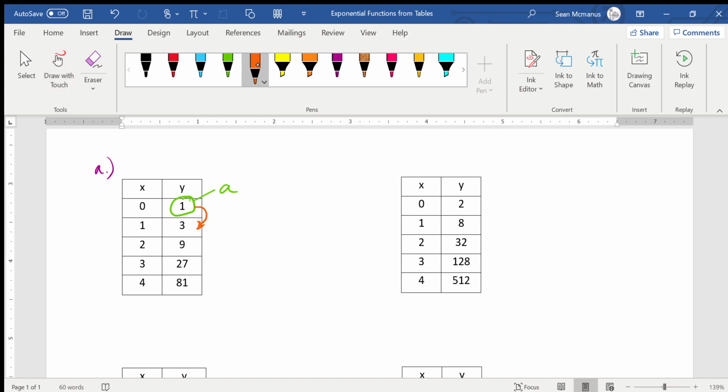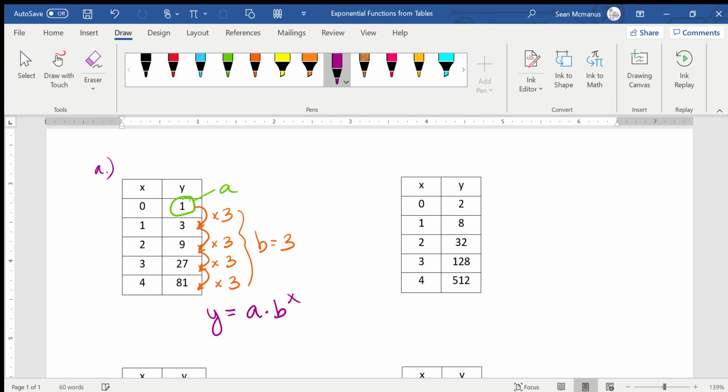So from 1 to 3, that multiplies by 3. From 3 to 9, that multiplies by 3. 9 to 27 multiplies by 3. 27 to 81, that would multiply by 3. So that means my b is 3. So now I know the two things that I need to make an exponential function equation. So I can write my equation: y equals a, which is 1, times b to the x power.